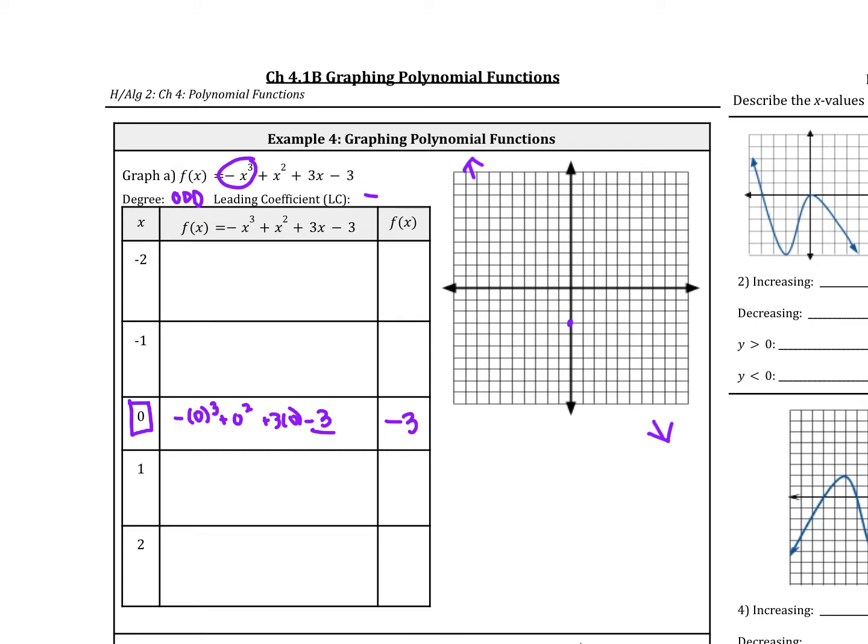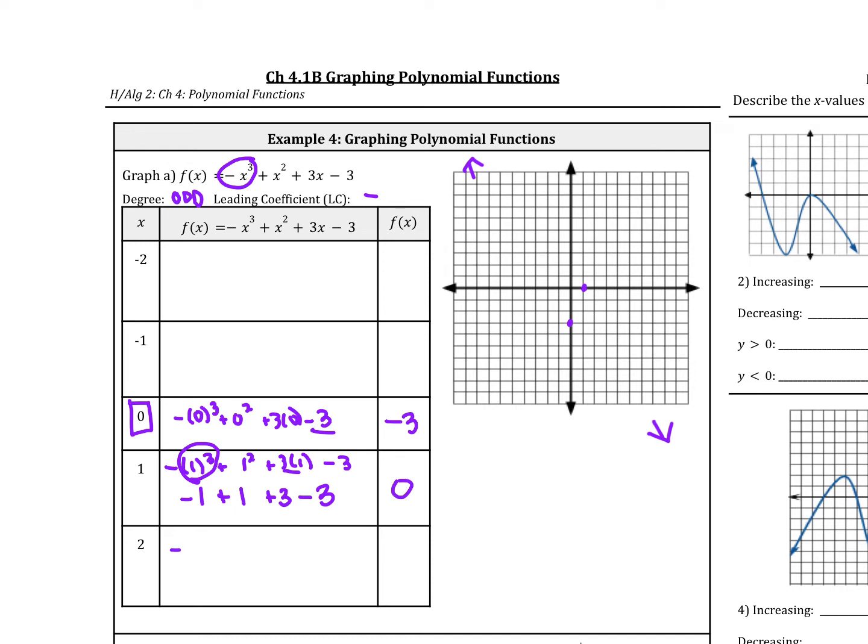So if we plug in 1, we just need to remember our order of operations. Plug in 1. We do the exponent first, that's 1, and it still stays negative, so negative 1. 1 squared is 1. 3 times 1 is 3, and then minus 3. And so we notice when we plug that in, we get 0. So at 1, we're at 0.